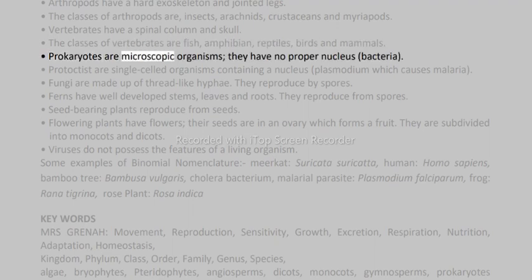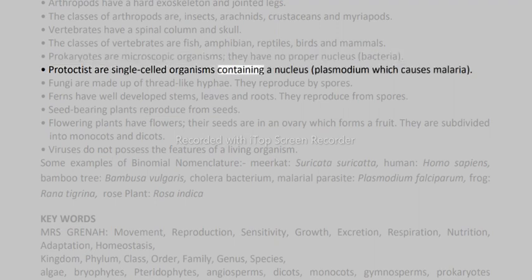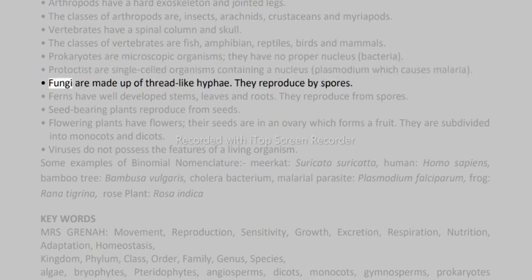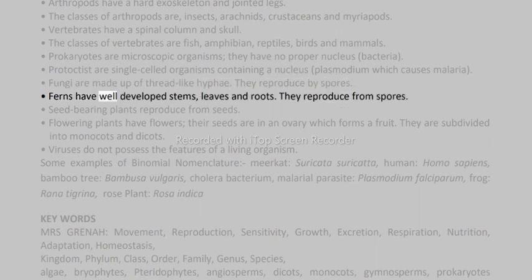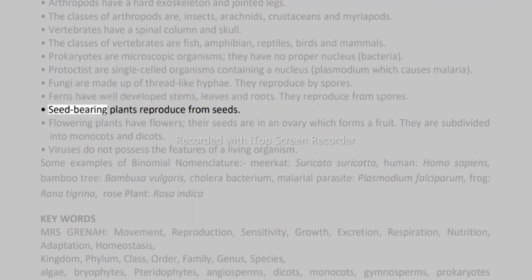Prokaryotes are microscopic organisms, they have no proper nucleus, bacteria. Protoctists are single-celled organisms containing a nucleus, Plasmodium, which causes malaria. Fungi are made up of thread-like hyphae. They reproduce by spores. Ferns have well-developed stems, leaves and roots. They reproduce from spores. Seed-bearing plants reproduce from seeds.